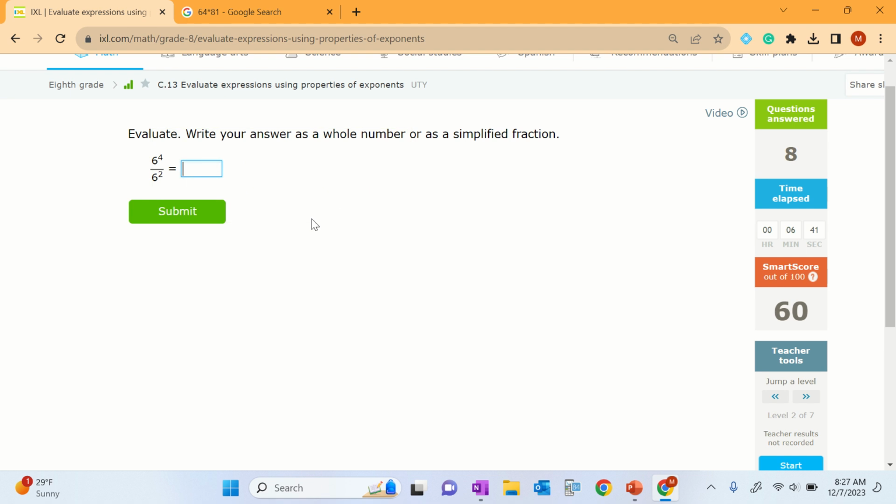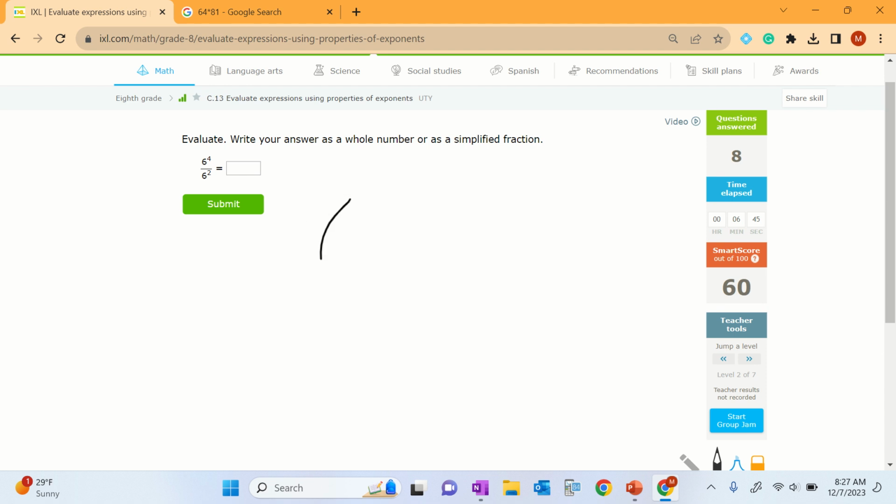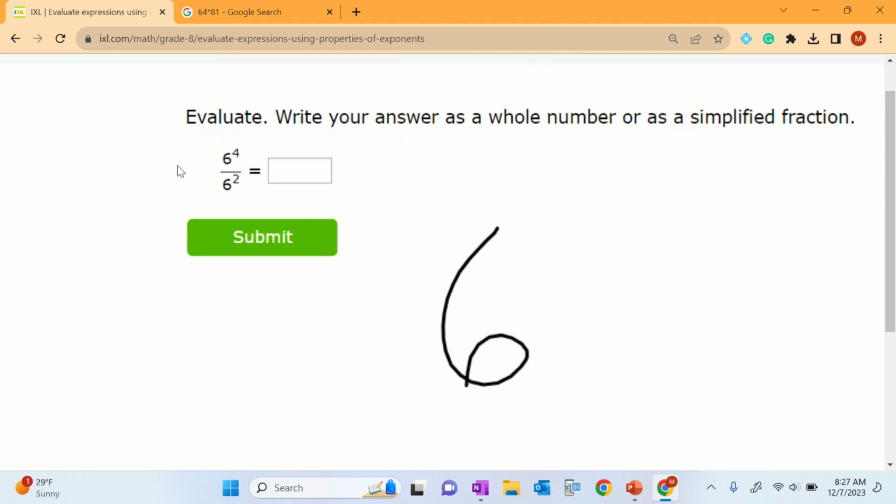6 to the power of 4 divided by 6 to the power of 2. We've got the same exponential base, so we're going to keep it. The larger exponent's in the numerator, so that's where 6 is going to be, in the numerator. We subtract 4 minus 2 is 2. 6 squared is 36.